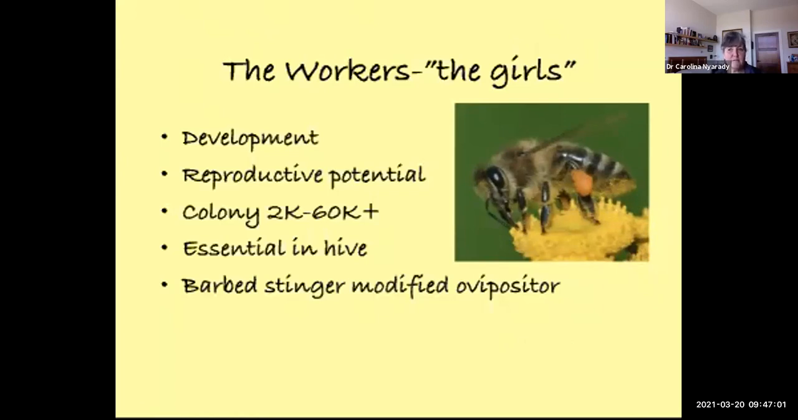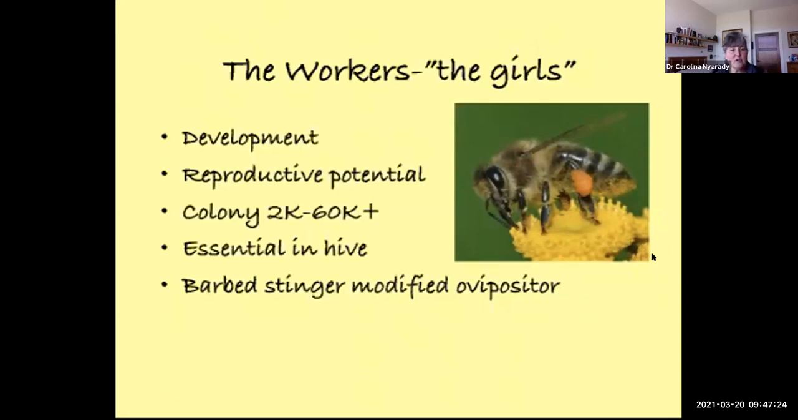When we discuss the pheromones that are released by the queen, that's one of the ways by which the workers are kept from laying eggs and reproducing in the hive. But just be aware, the potential is there. It's just not the full potential of reproduction of the queen, but they have the ability to lay eggs.